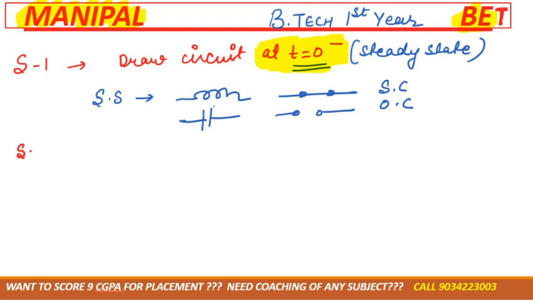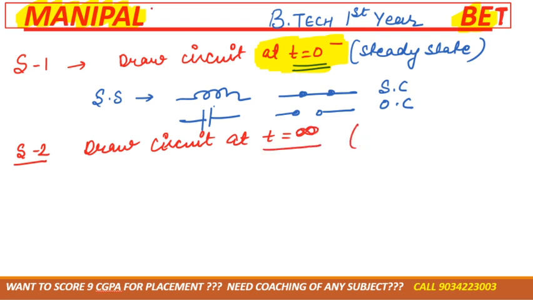Next is step number 2, we have to draw the circuit at t equal to infinity. Again, after connecting the switch after a long time. Like suppose you enter the room at 8 p.m. and you switch on the fan. So t equal to infinity as the time passes, 10 p.m., maybe 12 p.m., like that. This is also the steady state condition. Again, inductor will behave as a short circuit and capacitor will behave as an open circuit.